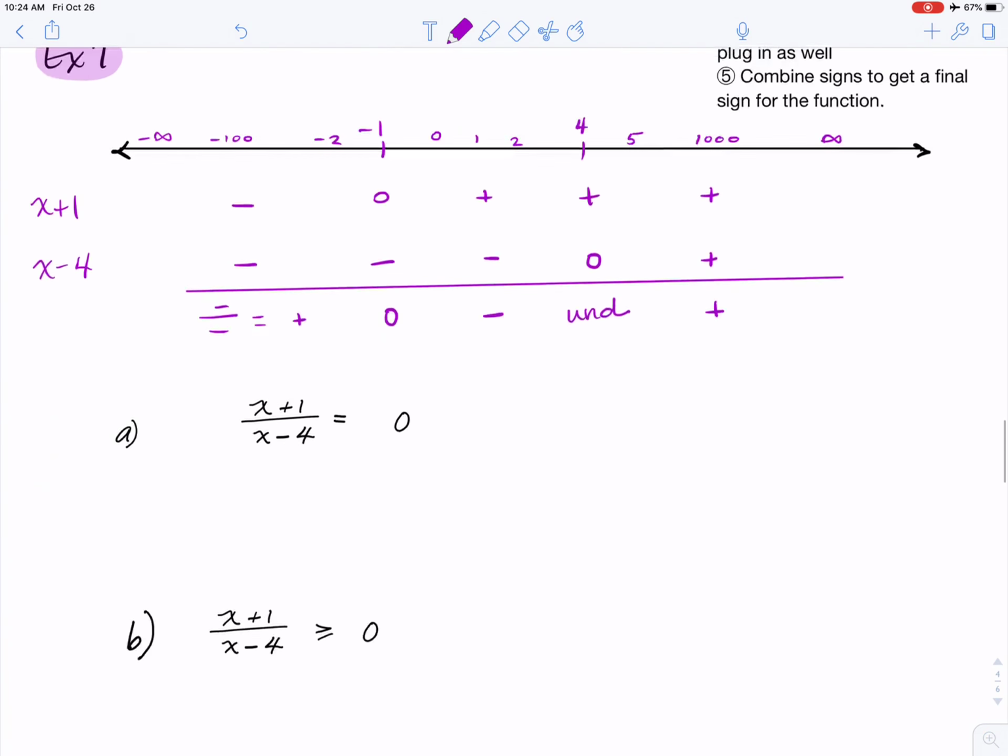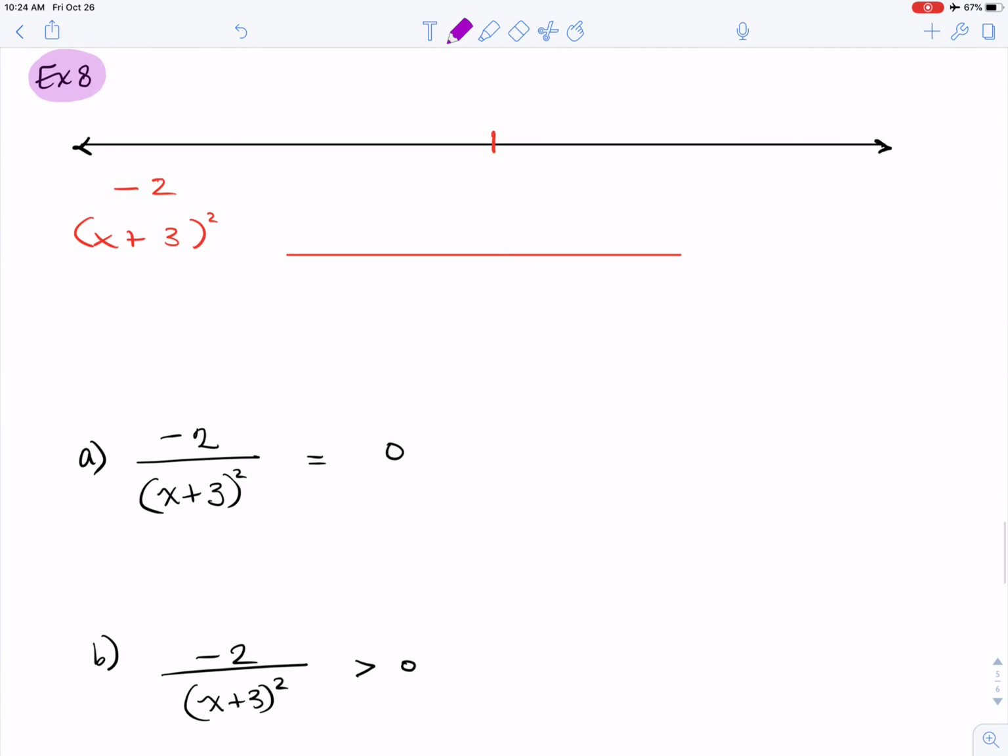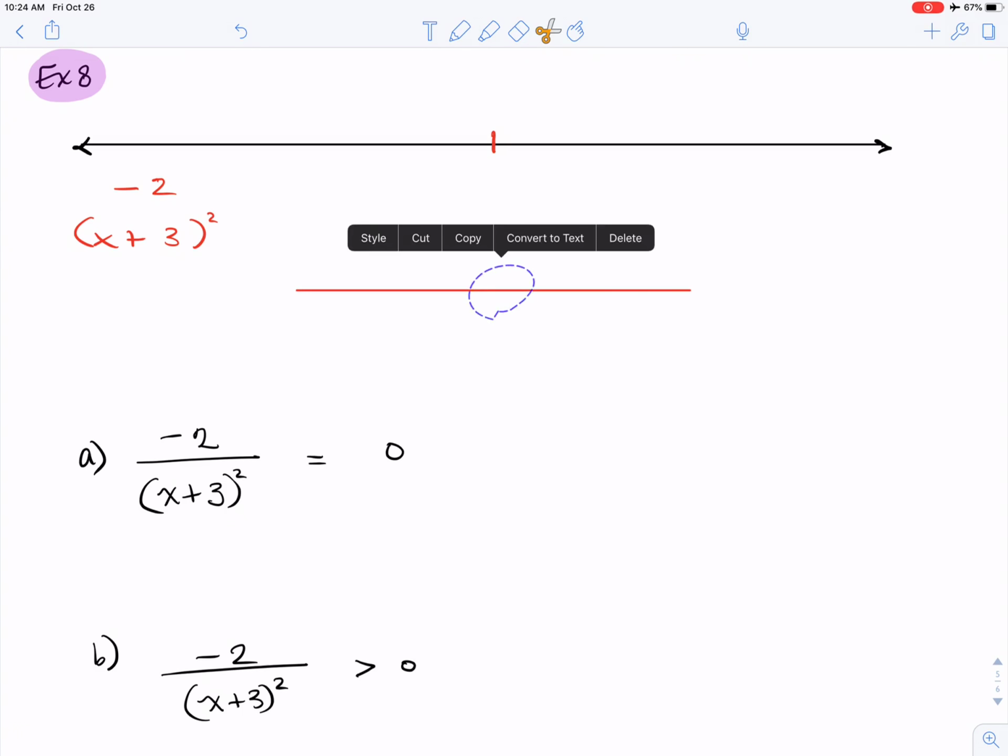Now, I'd like to do the exact same thing for example 8. Let's just simply talk about how to get the number line and the values, and then we'll come back in class and discuss how to use our Pos Neg chart.